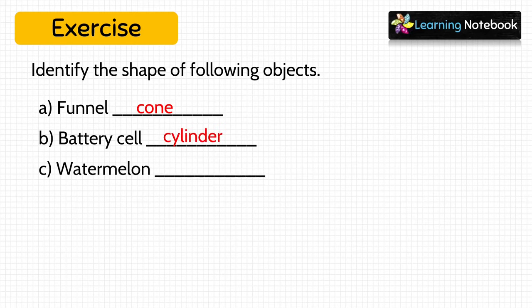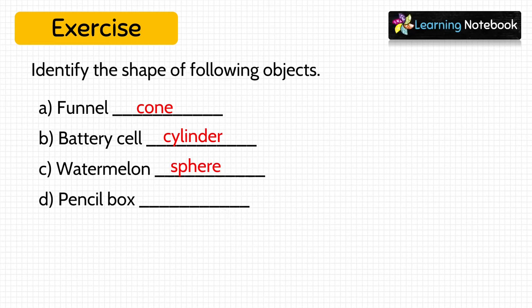Next, watermelon. It's quite easy. Watermelon is of sphere shape. Then we have pencil box. What is the shape of pencil box? Yes, cuboid. And then we have dice. And dice is of cube shape.